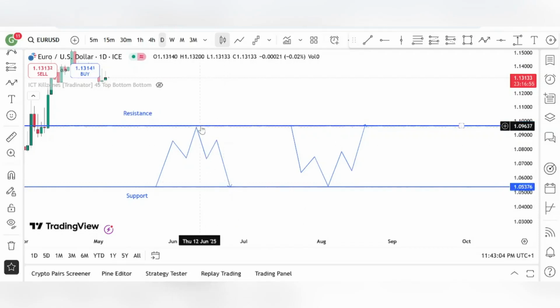What can you call this? You can call this a resistance point, and also you can call this resistance. So now look at this. A head and shoulder has two resistance points in view. So now this is what? The head. First resistance. Okay, this is the first resistance.